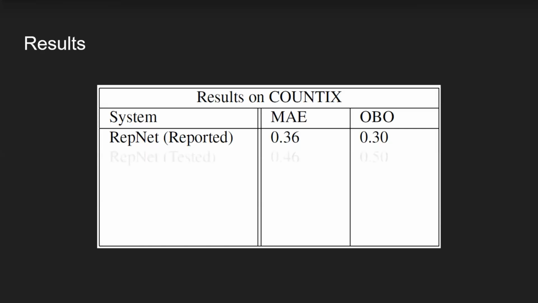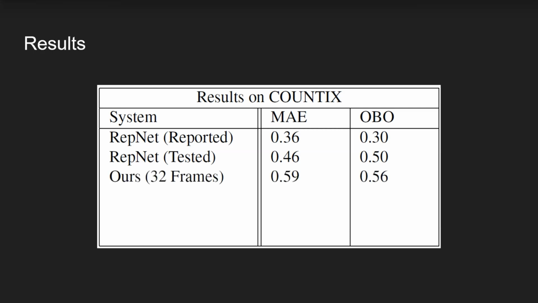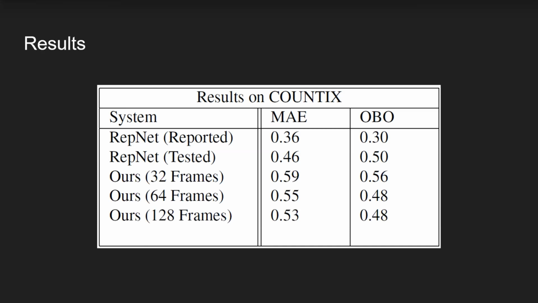an OBO of 0.3. The one that we tested and trained, to the best of our knowledge, got a 0.46 MAE and an OBO of 0.5. Then the S4 model with 64 frames got these respective results, and we tested it out with a number of variations. The best from which we got was the 180 frames model, with which we got 0.47 and 0.46 MAE and OBO respectively.